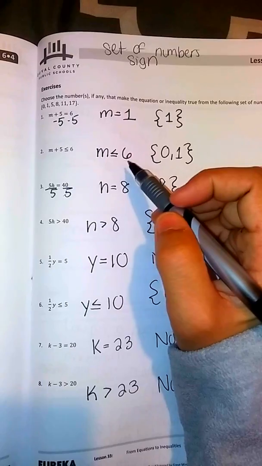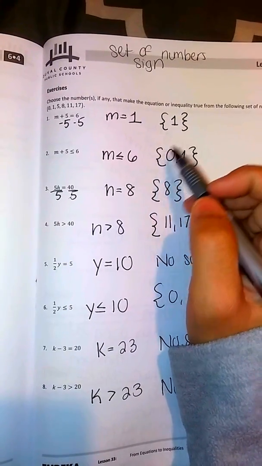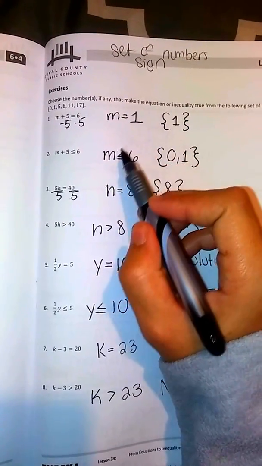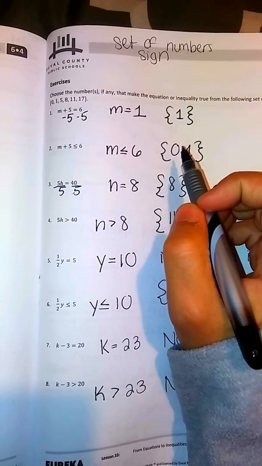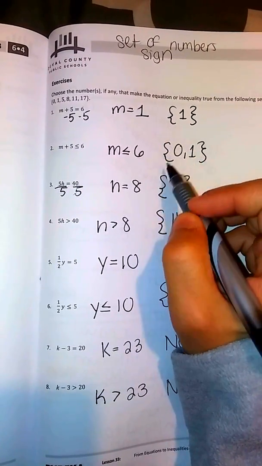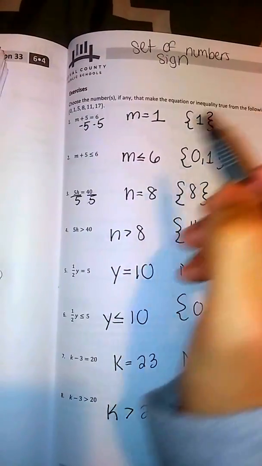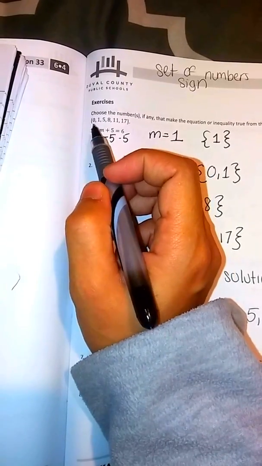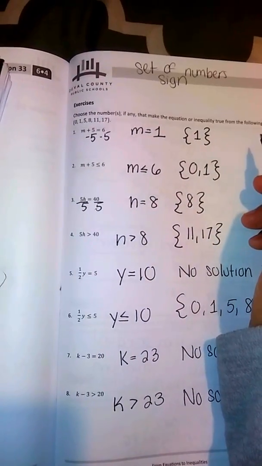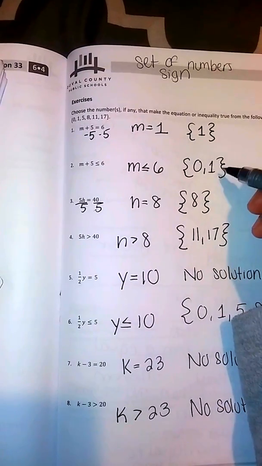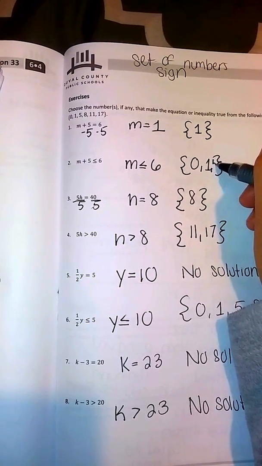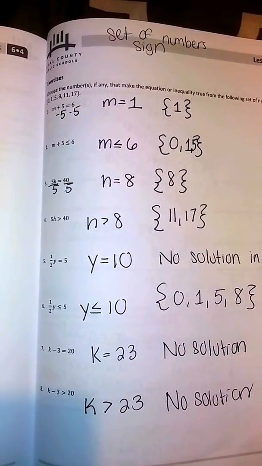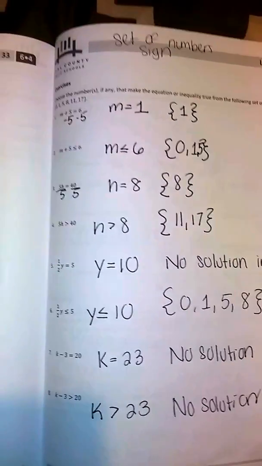For 2, you would solve m. You would get m is less than or equal to 6, and so you would have to include any numbers that are less than or equal to 6. Any number that is less than or equal to 6 will be included in your set of numbers. So you would look at your set of numbers, and the only numbers are 0, 1, and you actually should include 5.